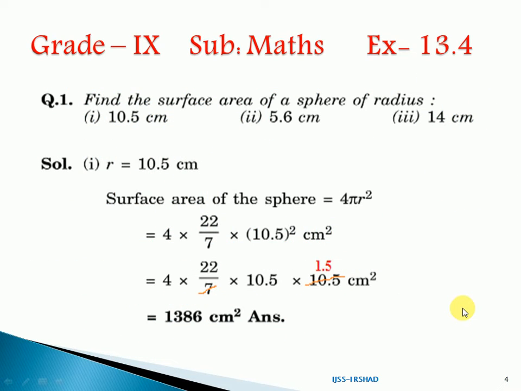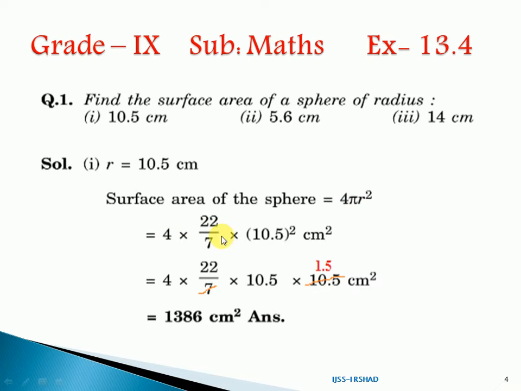Question number 1, you can see in your book. Here also I have written for your convenience. Find the surface area of a sphere of radius 10.5 centimeter, 5.6 centimeter and 14 centimeter. What you have to do here, the radius is given, just put in the formula and write the values of the variables. For example, number 1, r is given as 10.5 centimeter and you have to find the surface area of the sphere. Surface area of a sphere we all know is equal to 4 pi r square. Just put the values.